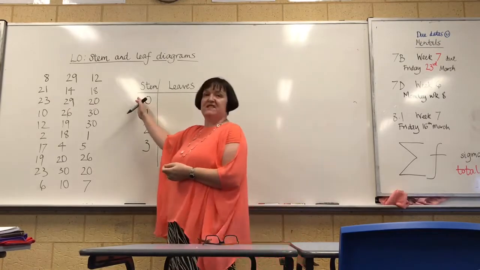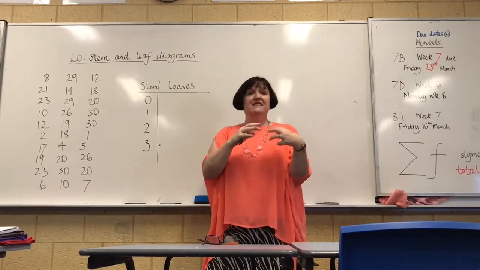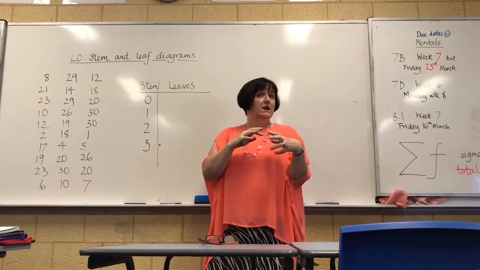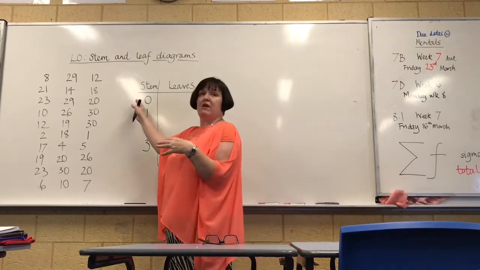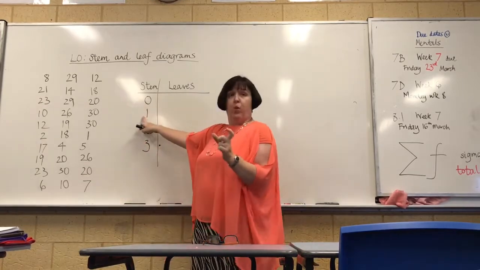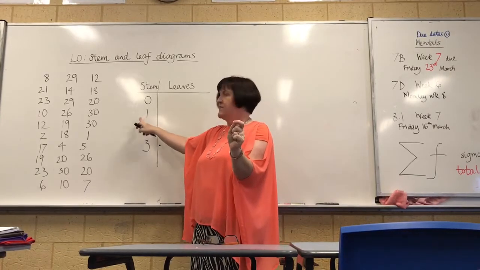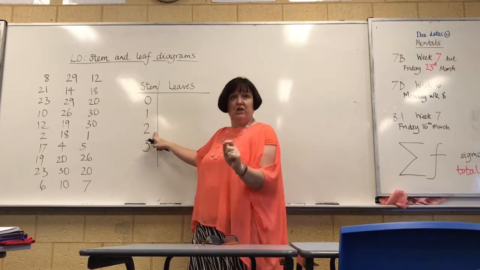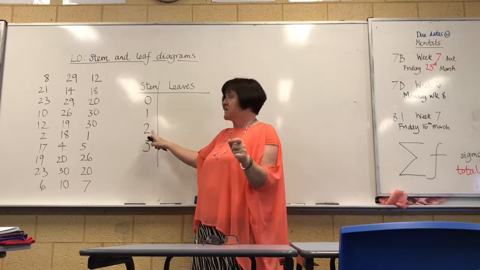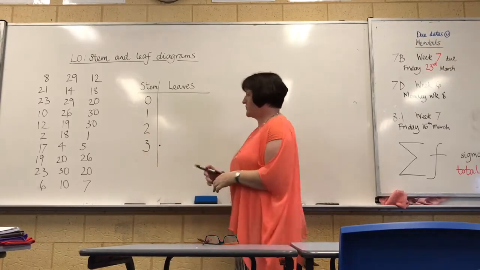So the first one's obviously 0, because if we've got a number below 10, there isn't anything in the tens column. So we have to put a 0 there to show that it is a unit below 10. This 1 represents a 1 in the tens column. This 2 represents a 2, 20 in the tens column. And the 3 represents a 3, 30 in the tens column.